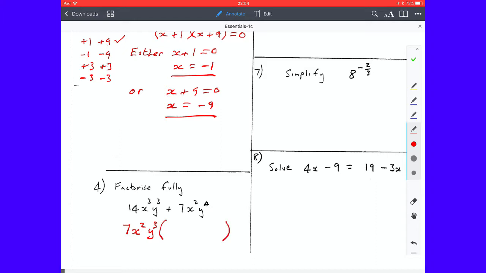What do I need to multiply 7x squared y cubed by to get the expression above? Well, I need to multiply the 7 by 2 to get it up to 14. I need to multiply the x squared by x to get it up to x cubed. I don't need to multiply by y at the front because the y cubed is already there. Plus, I don't need to multiply the 7 because the 7's already there. The x squared is already there. But I do need to multiply by y to get the y cubed up to y to the power 4. And that's the full factorisation.